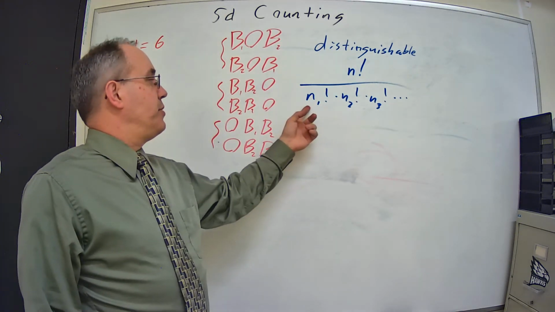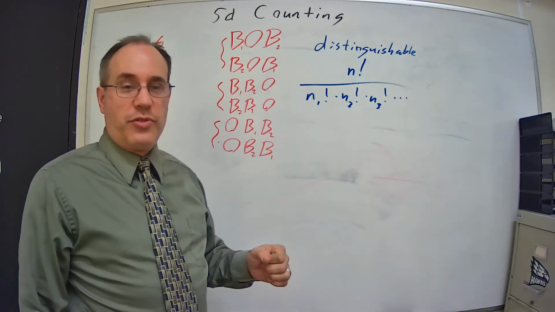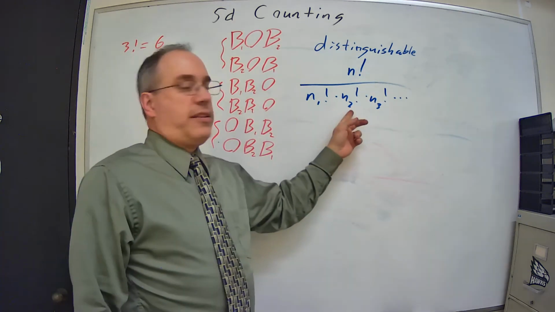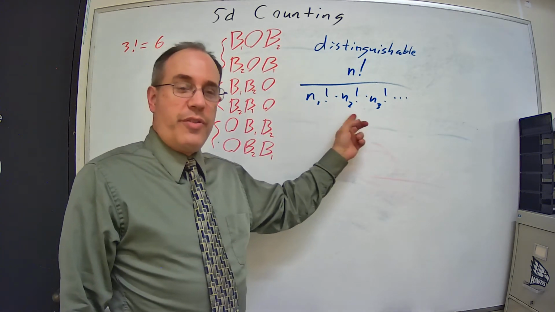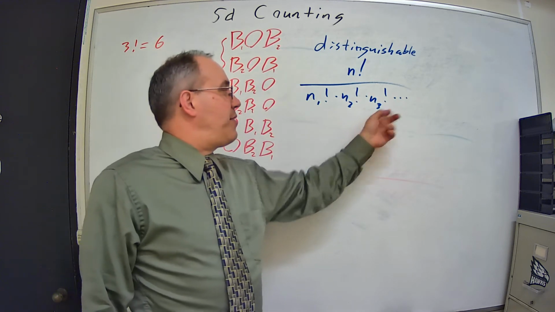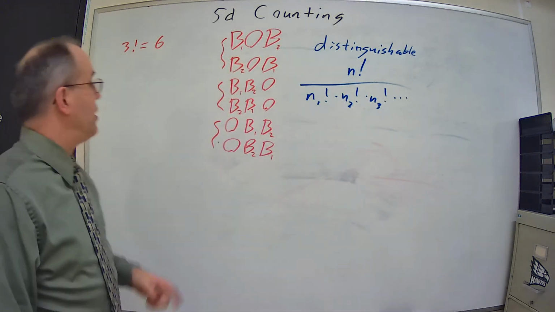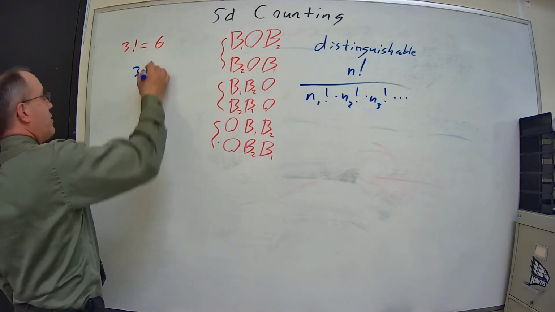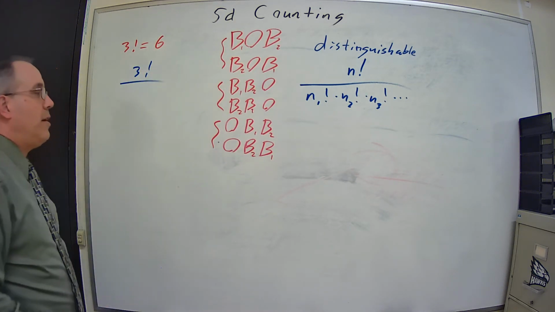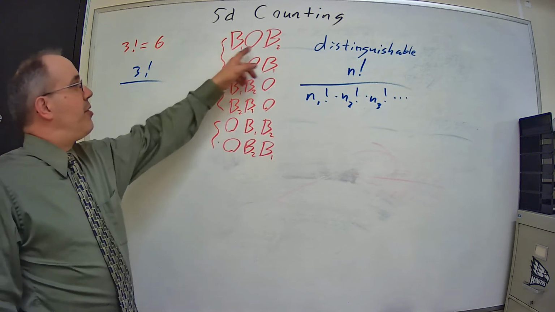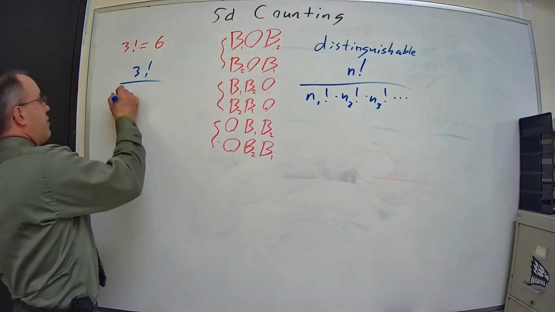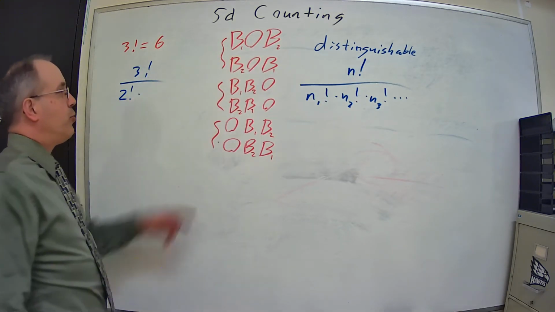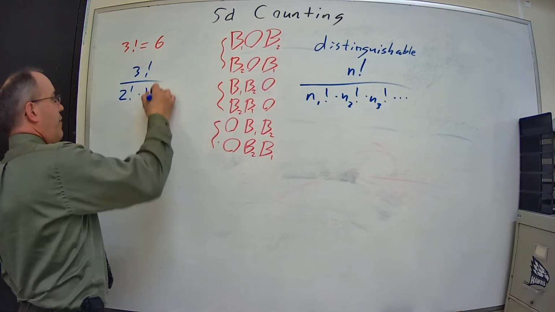So we're going to get rid of the arrangements of those. Next set of duplicated values, we're going to get rid of the arrangement of those. Next set of values, we're going to get rid of the arrangement of those. So in this particular case, we're going to start out with 3 factorial, and then we're going to say, okay, there are 2 B's, so we're going to divide out 2 factorial, and there's 1 O, 1 factorial.